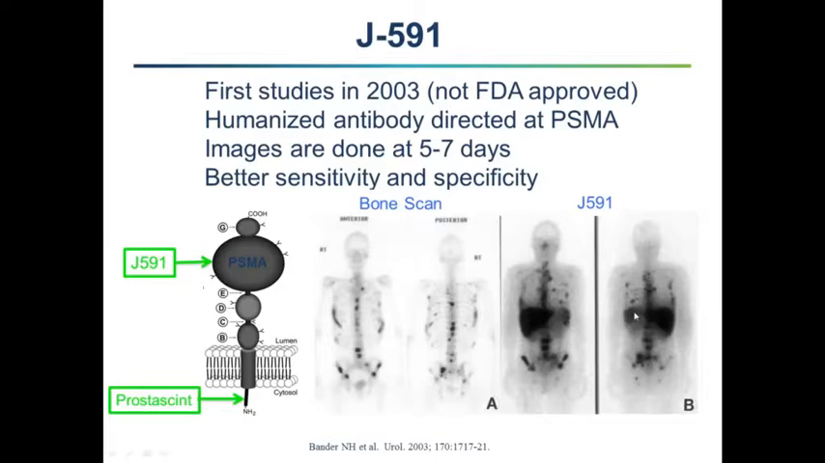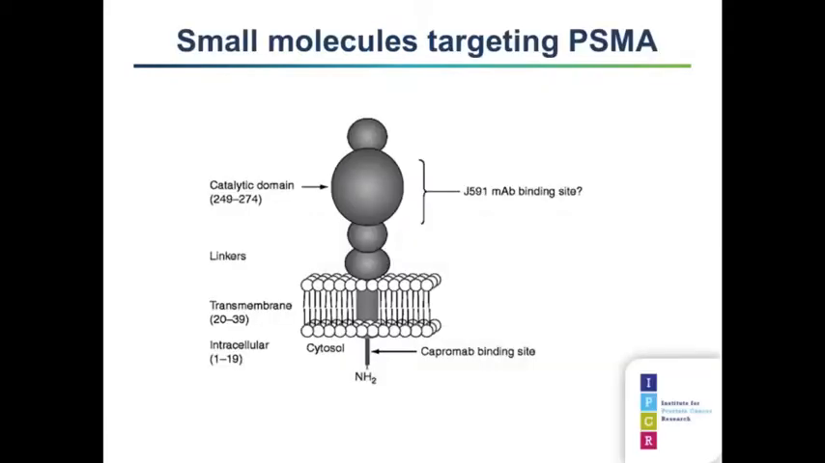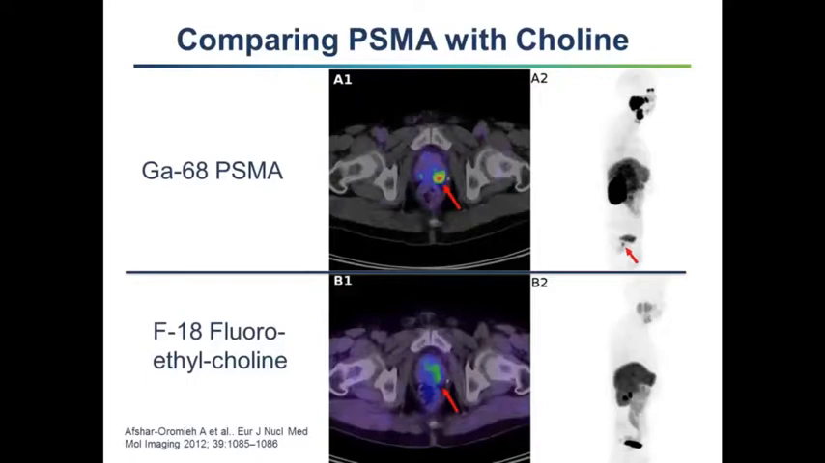These are older images. This is almost 15 years old, but these are the early attempts. What I'm going to show you subsequently is better. But I think the thing to bring up is that all the new imaging modalities image the external part of the protein here, and so gallium PSMA is a radio-labeled form of detecting PSMA that is much prettier, as you can see with these images here.